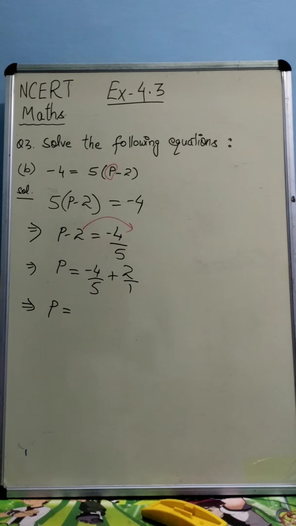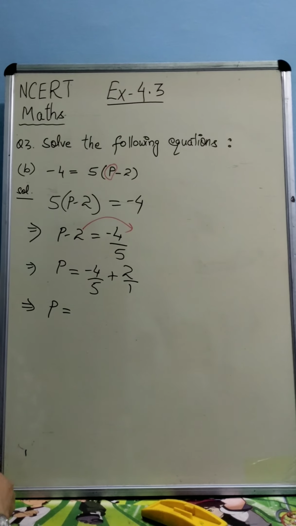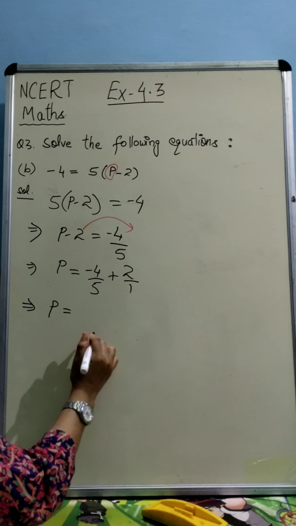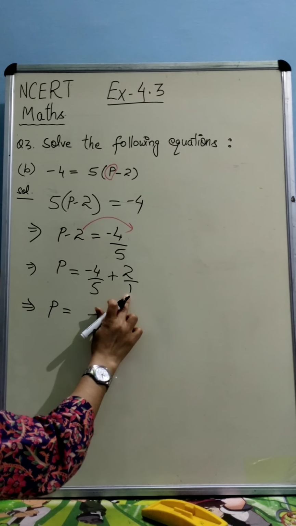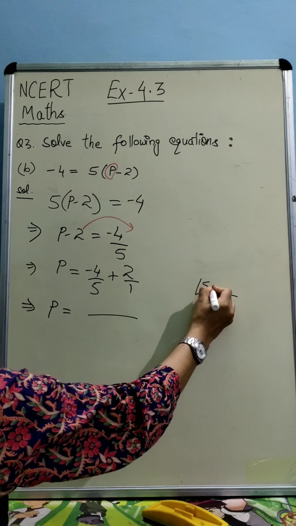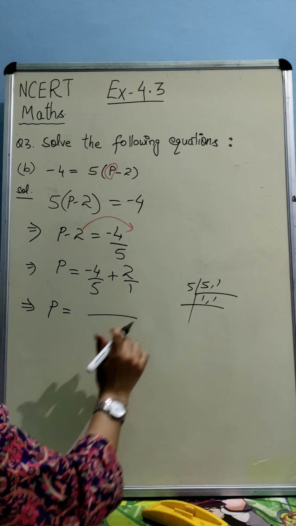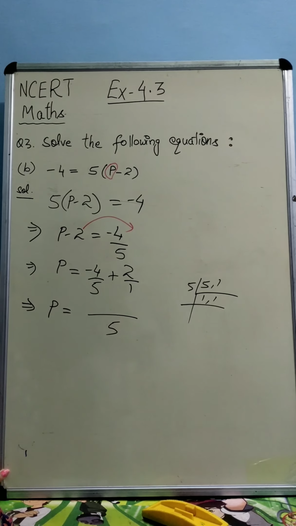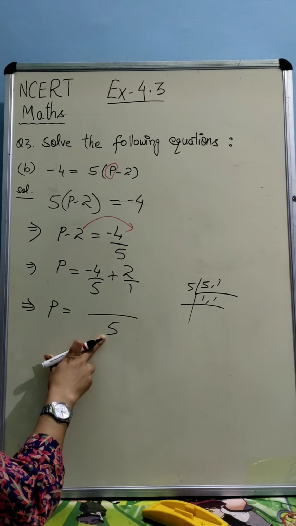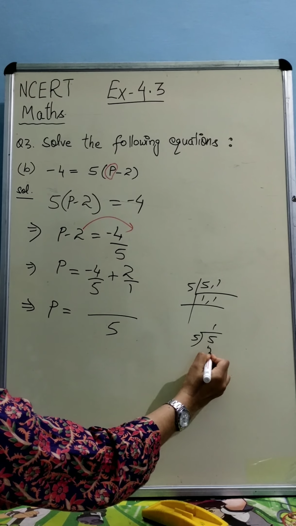Now students, this is a sum of fractions and already you have done in your previous classes how to add the fractions. First we have to take the LCM of the denominators. So what will be the LCM? 5. So the LCM is 5. Now this divided by this. 5 divided by 5 is how much?